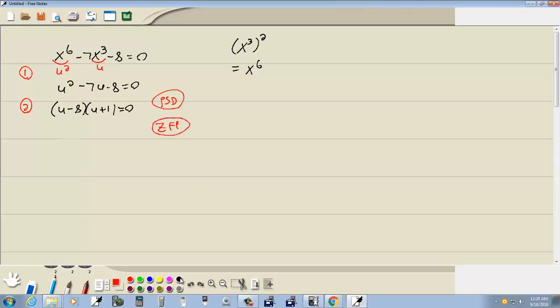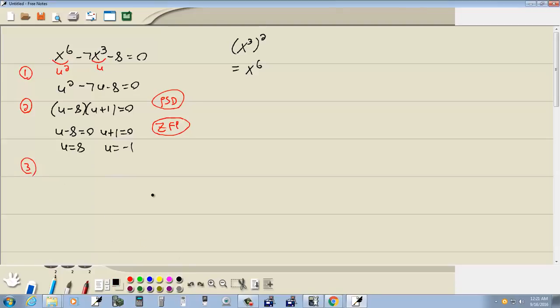Now zero factor property. You get 0 on one side, you factor the other side, you set each factor equal to 0. So set u minus 8 equal to 0, and u plus 1 equal to 0. So that gives us u is equal to 8, and that gives us u is equal to negative 1.